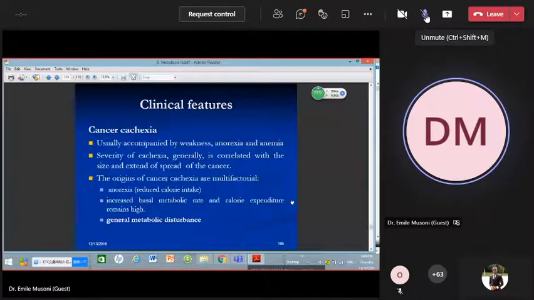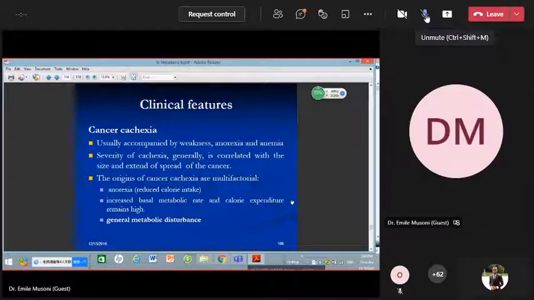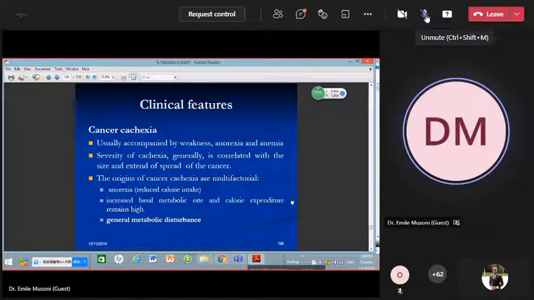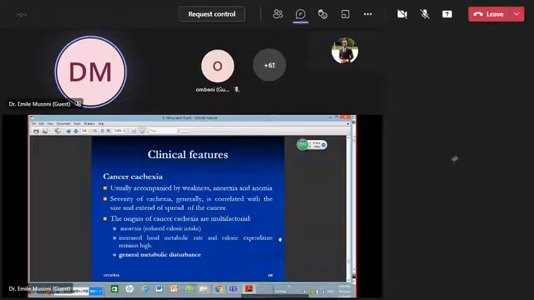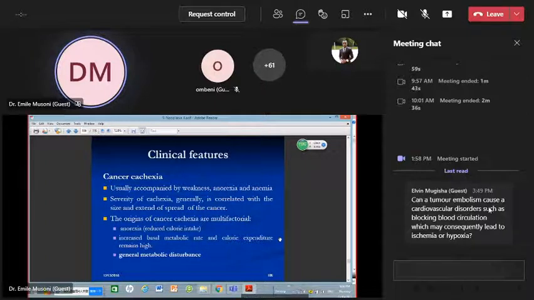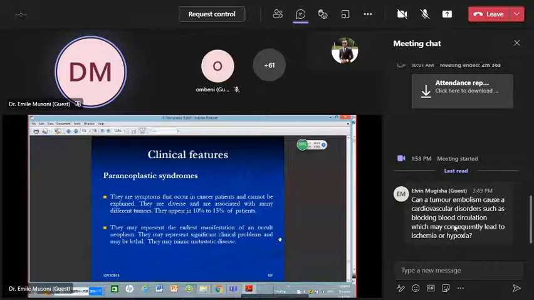There is cancer cachexia, weight loss, usually accompanied by weakness, anorexia, and anemia. Severity of cachexia generally is correlated with the size and extent of the spread of the tumor. Origins of cancer cachexia are multifactorial: anorexia, reduced calorie intake, increased basal metabolic rate and calorie expenditure remaining high, and general metabolic disturbance.